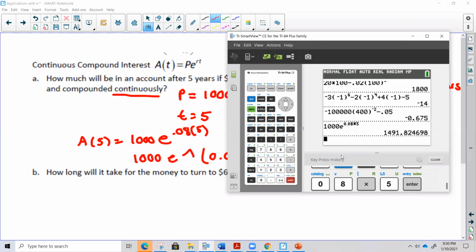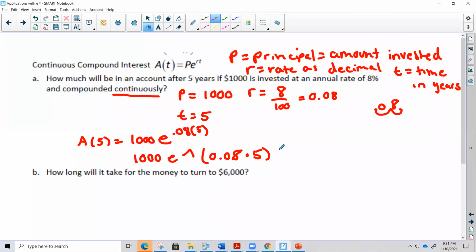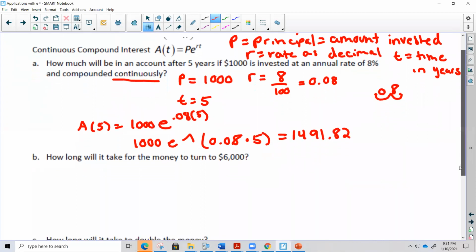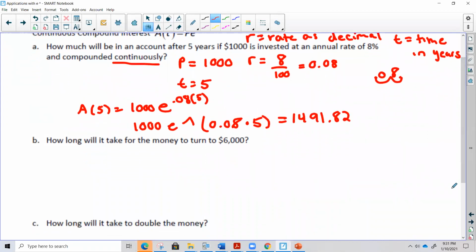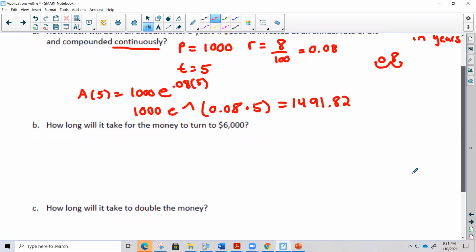So if you multiply that, you should get 1,491.82. For these problems, because it's money, we usually just do 2 decimal places. So that would be my answer. So again, this doesn't involve any calculus, but we are going to get to problems like this that do involve calculus.